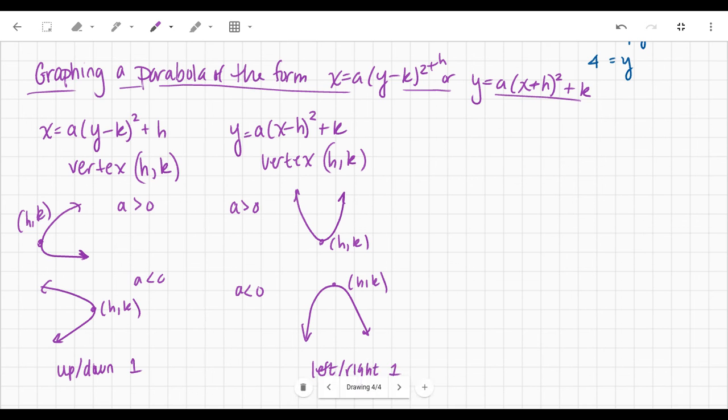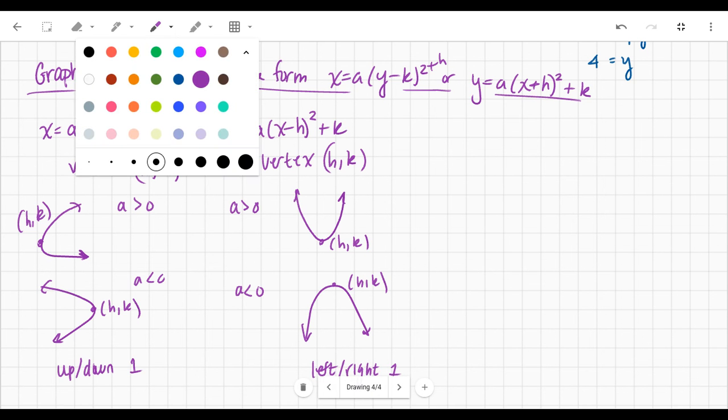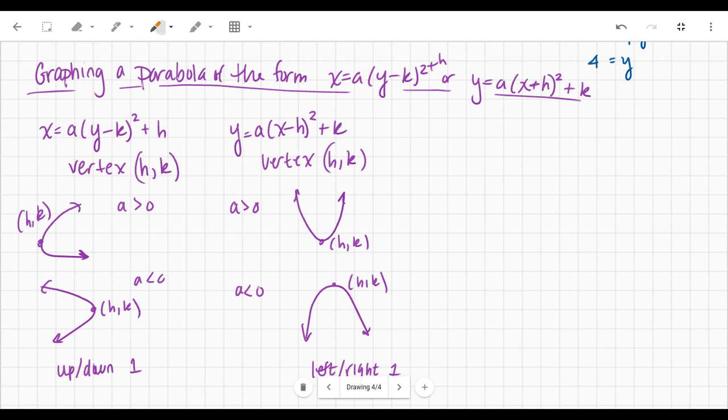Okay, so the example that came up for me was x equals 3 times y minus 2 squared plus 7. The first thing I'm going to do is find the vertex at (h, k). It says y minus 2, so the 2 goes with the y. That means the x coordinate is 7, the y coordinate is 2.